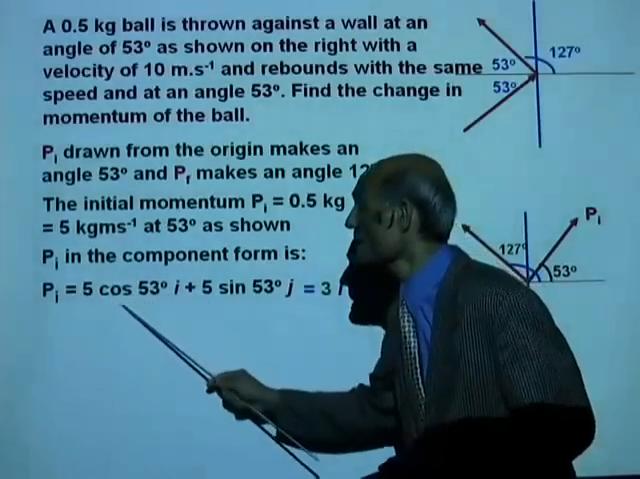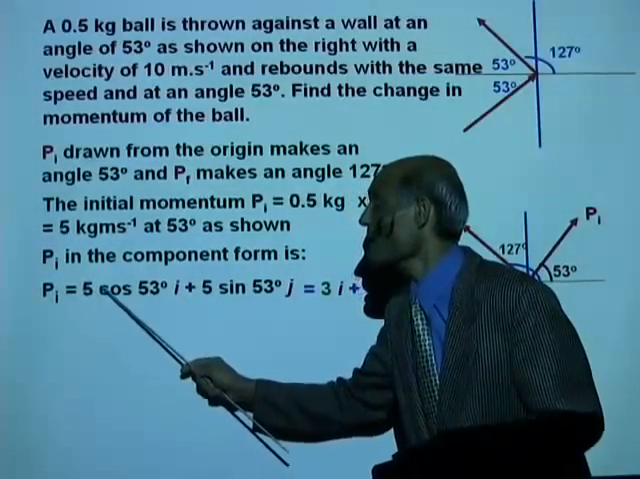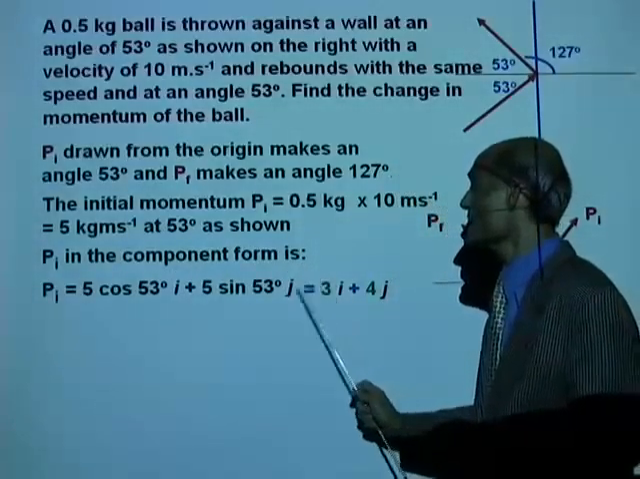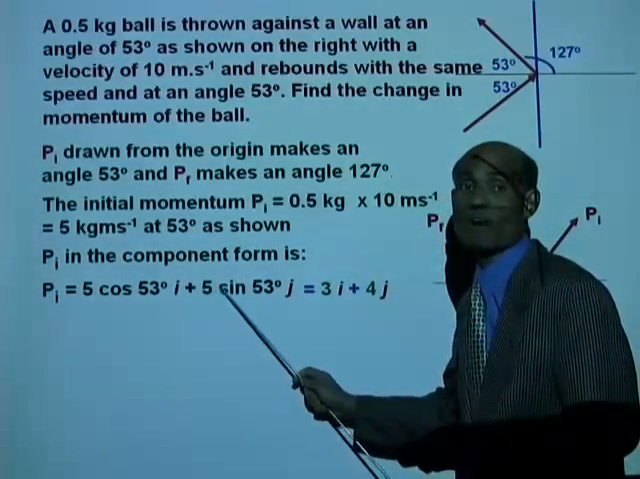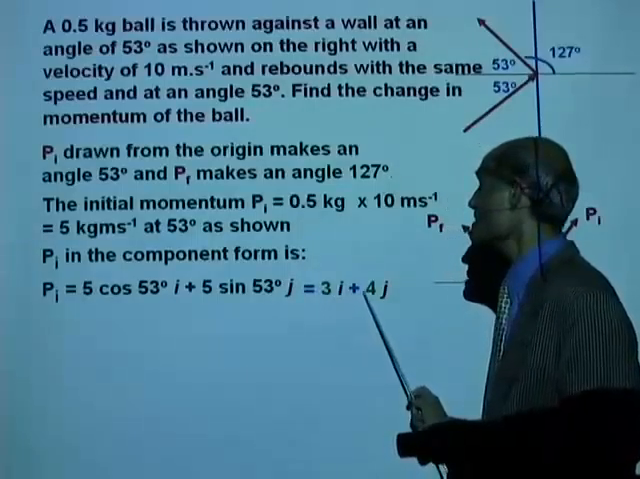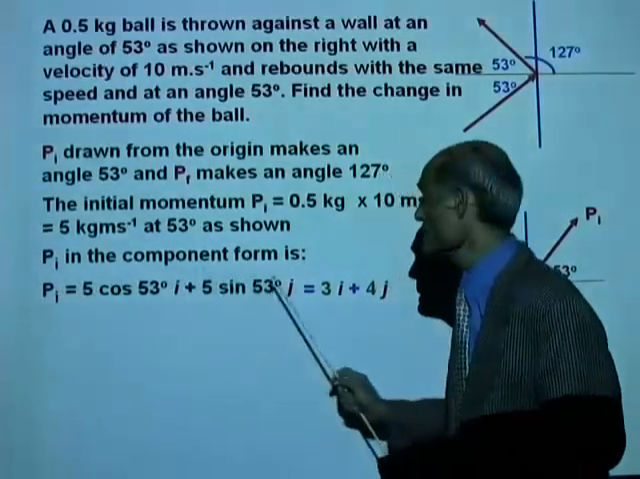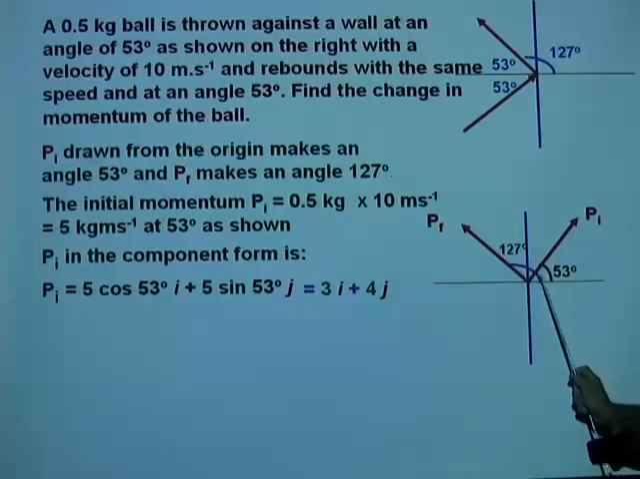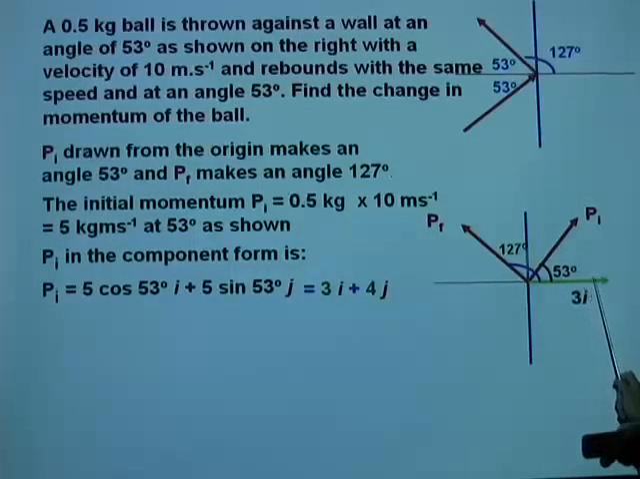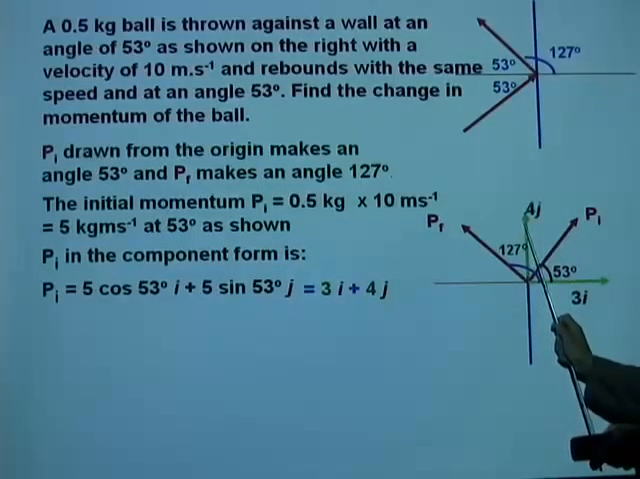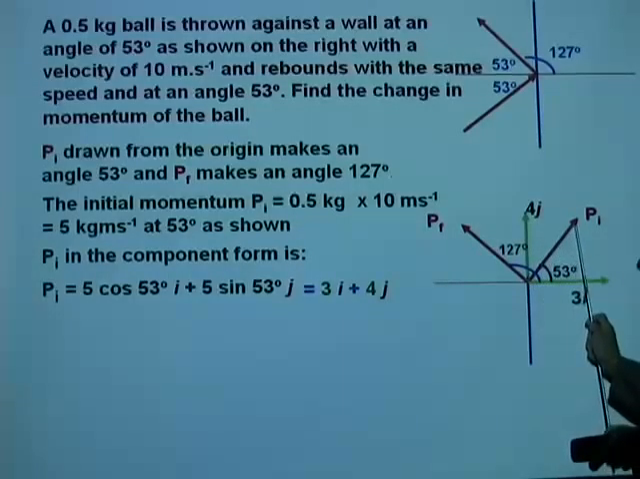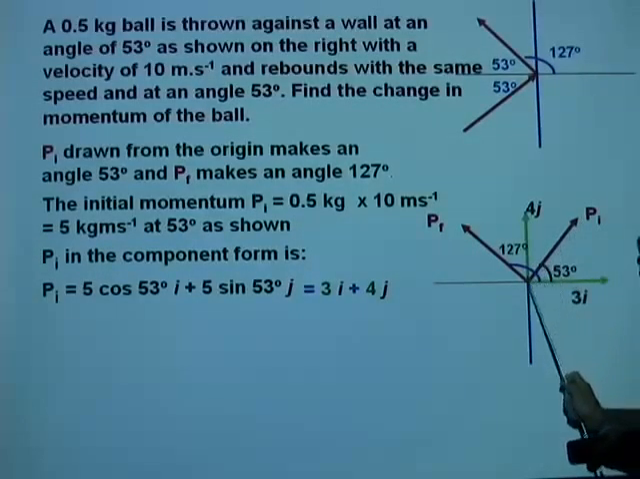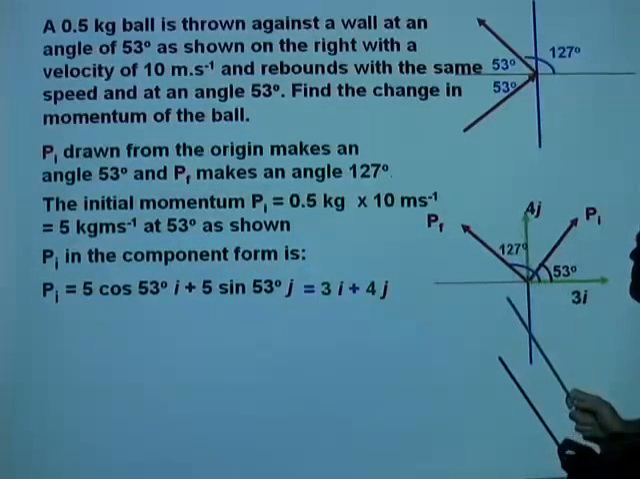And now use your calculator to find the value. 5 cos 53 is 3 and 5 sin 53 is 4. So PI is 3I plus 4J. Now how will I represent that over here? This is 3I and this is 4J. The momentum PI has the x component 3I and the y component 4J.